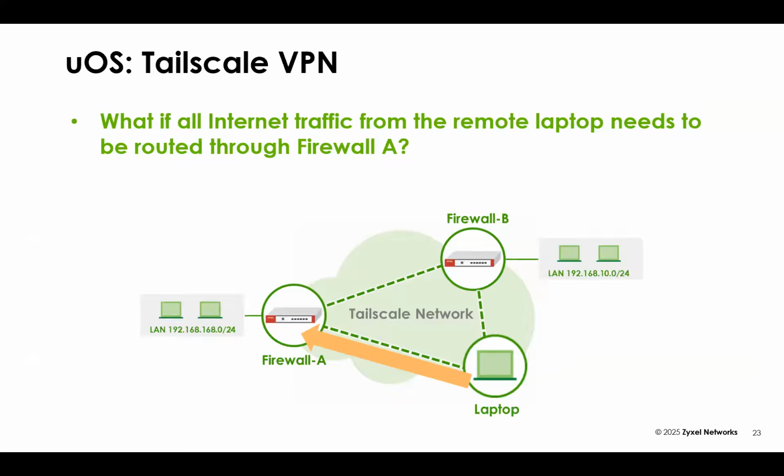But now, as I said earlier, what if we wanted all of the traffic, all of the VPN traffic, to go from our laptop through Firewall A? So in the scenario here, we have Firewall A with its subnet, Firewall B with its subnet, and we have a remote user's laptop. Currently, with the setup that we've already done, everything is accessible, but now we want to have this laptop push all of its internet traffic, or any traffic that's not bound for either subnet, to push all traffic out Firewall A.